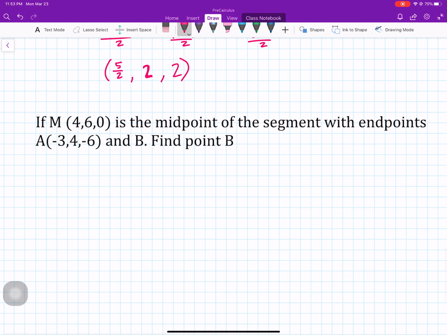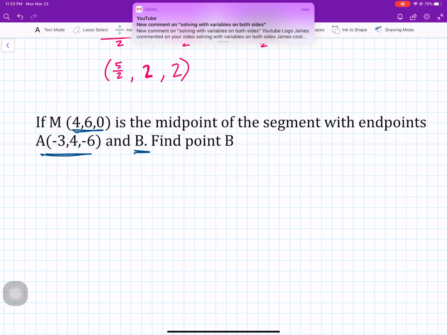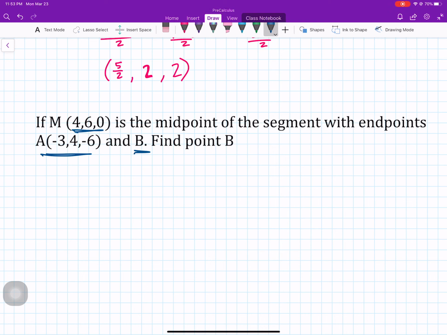Here's a thought question for us, and this will be our last question of our video. If M is this point, M is the midpoint of the segment with the endpoints A and B, find B. So here we know, sometimes it helps to see, we have A and B, and yes, we're in three-dimensional space, but we're just trying to get a visual, and M is in the middle. So if A is here, and M is here, we want to find B. So what would be the point on the other end?